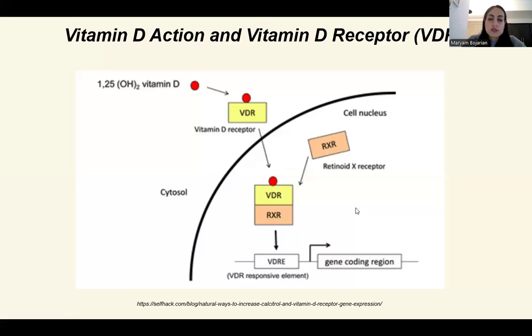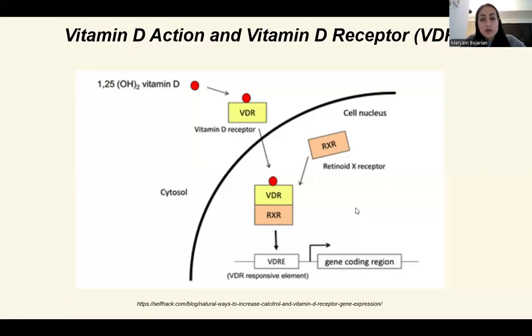which share structural similarities. And what happens when vitamin D binds its receptor? As you can see here, when 1,25 dihydroxy vitamin D binds the receptor, VDR pairs with another nuclear receptor, and this complex attaches to a specific DNA sequence and regulates transcription of numerous genes. This results in increased calcium and phosphate absorption in the intestine, increased bone mineralization, and decreased PTH production.